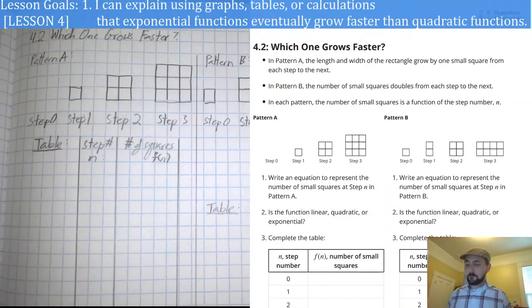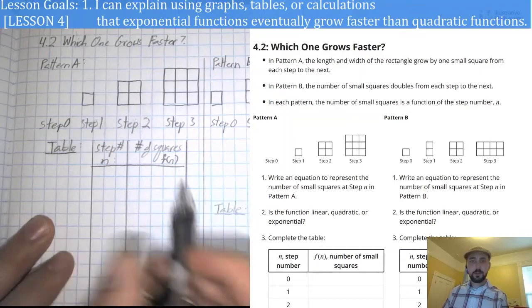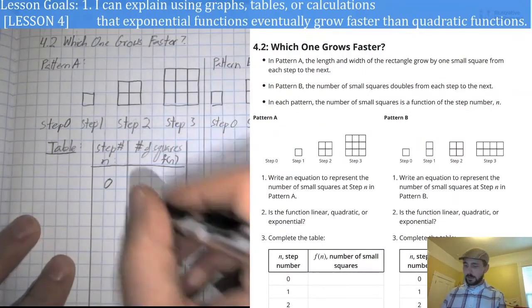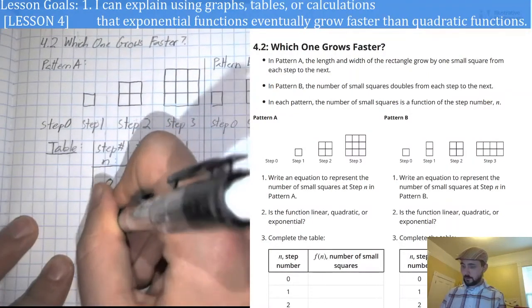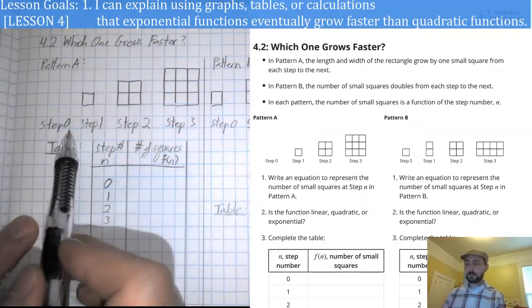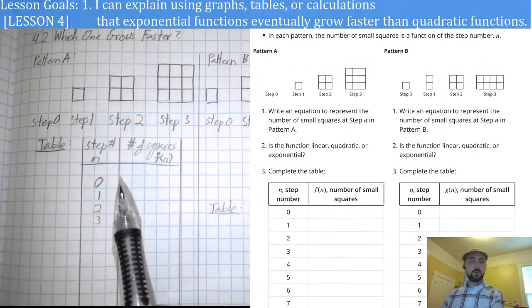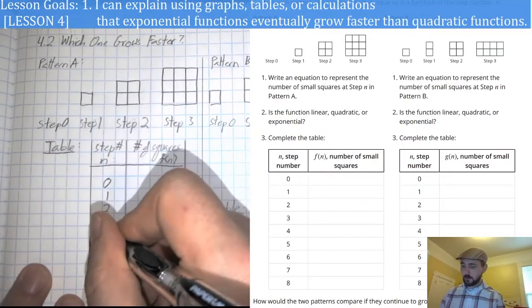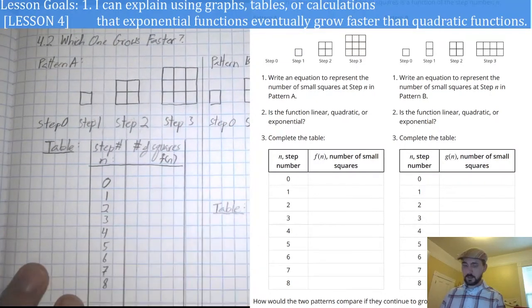Okay, welcome back. So, table, easy enough to start. Step number, the first step number is 0. The next step number is 1. 2, 3 is the number of steps in the pattern, but if I scroll down, they want us to make a table that goes all the way to step number 8. So I'm going to do that as well. 4, 5, 6, 7, 8.